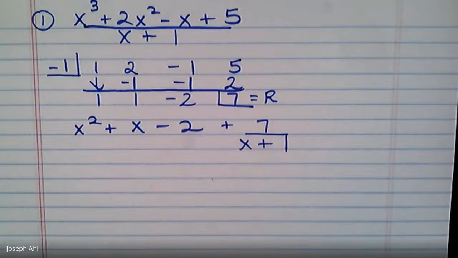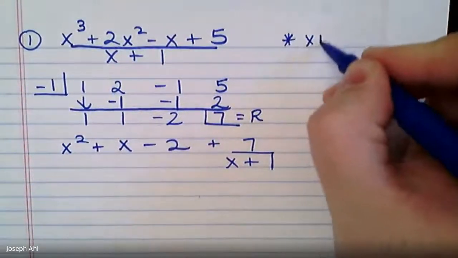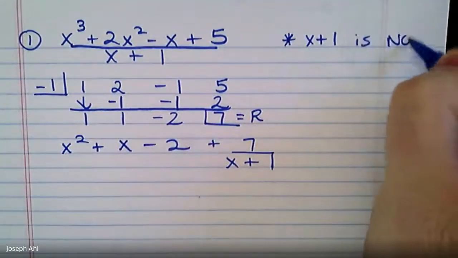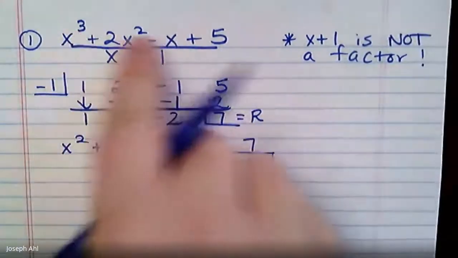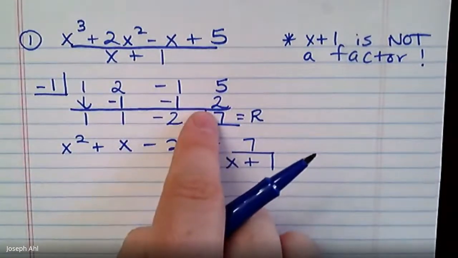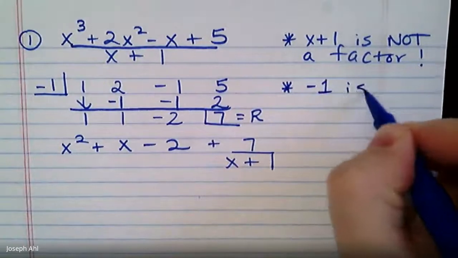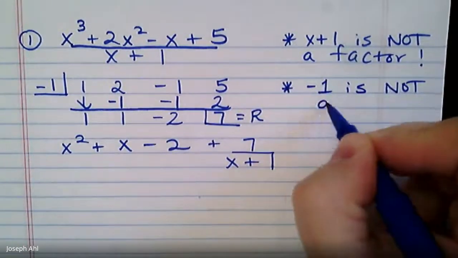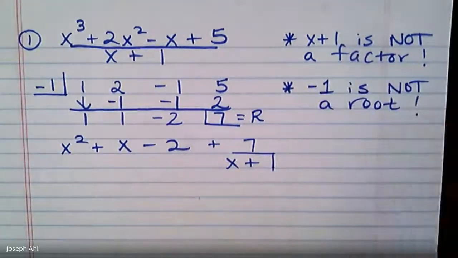So what's the conclusion that we can come up with based on all of this algebra? We know that x plus 1 is not a factor of the polynomial that's given at the top. It didn't divide in evenly. We didn't get that remainder of 0. And if x plus 1 is not a factor, that means that negative 1 is not a root of the polynomial. And our whole goal in this unit is to find roots.